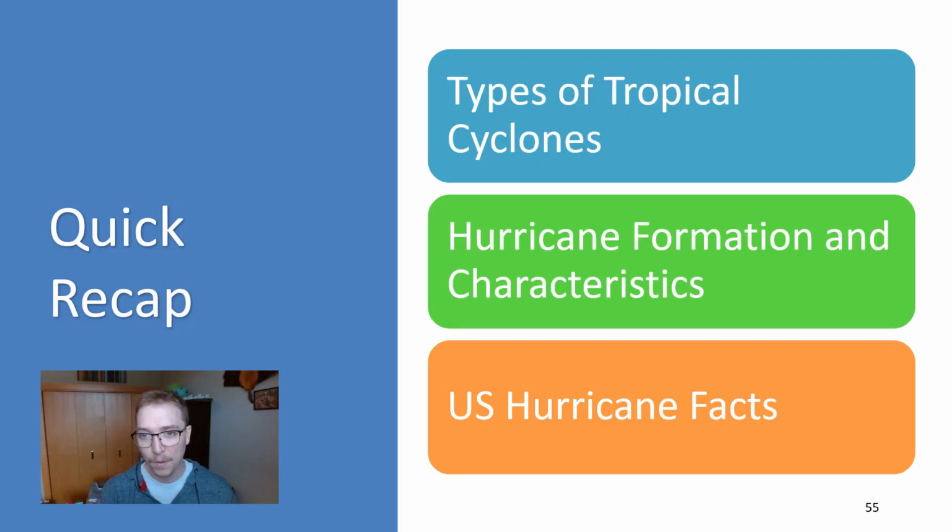So those are types of tropical cyclones. That's what we talked about: hurricane formation and characteristics, and U.S. hurricane facts. Next, the next group of videos, we're going to be moving into thunderstorms and tornadoes, moving into some other aspects of meteorological phenomena. After that, we're going to move into some extreme weather phenomena, and then start talking about how we track, analyze and predict weather.